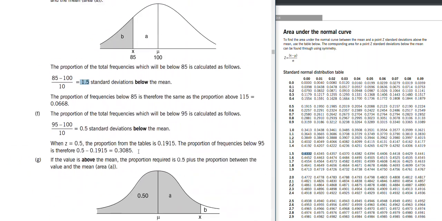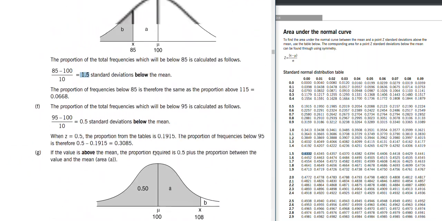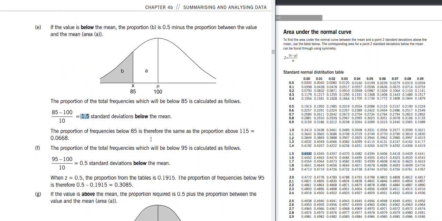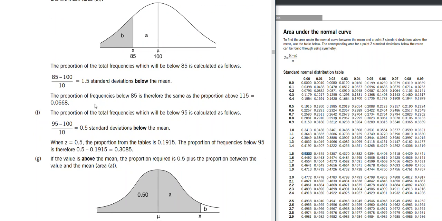Next one, below 95. Below 95 would be a higher area than below 85, because if we look at above 85 and above 95, then the above 95 percentage would be lower than above 85. But if you're looking at below 95 and below 85, then below 95 would be a higher percentage. Like in this example, we have 0.066, and in this example, we have about 36% below 95.